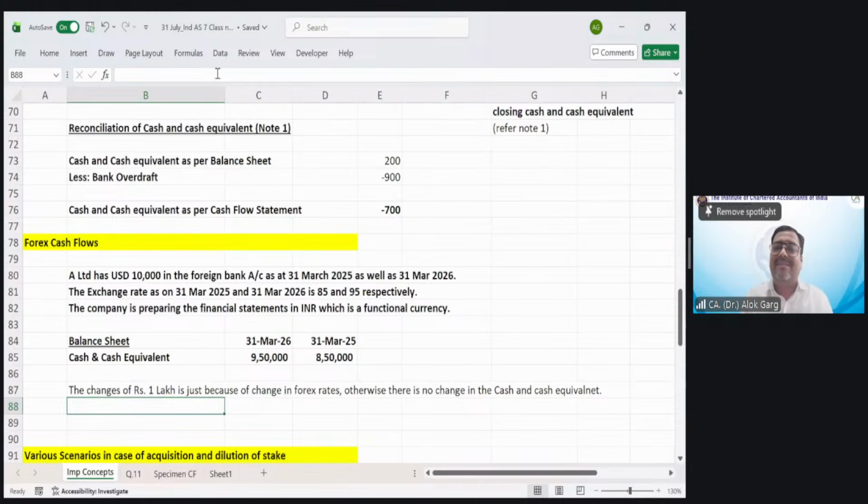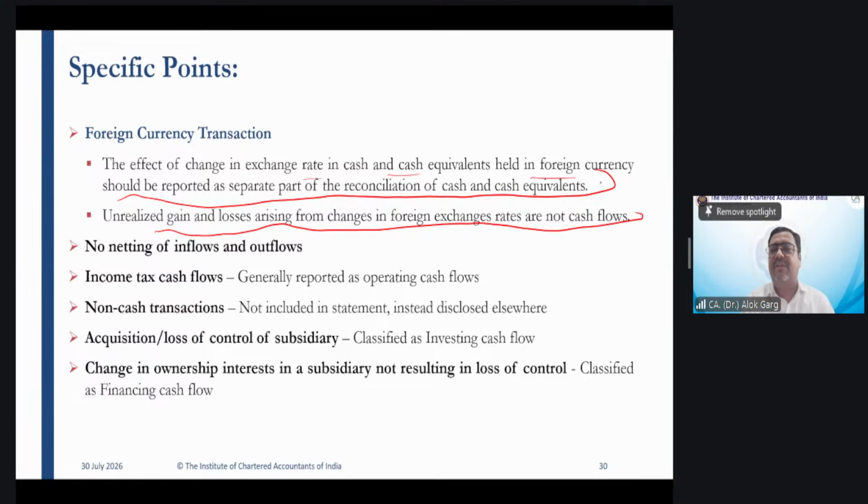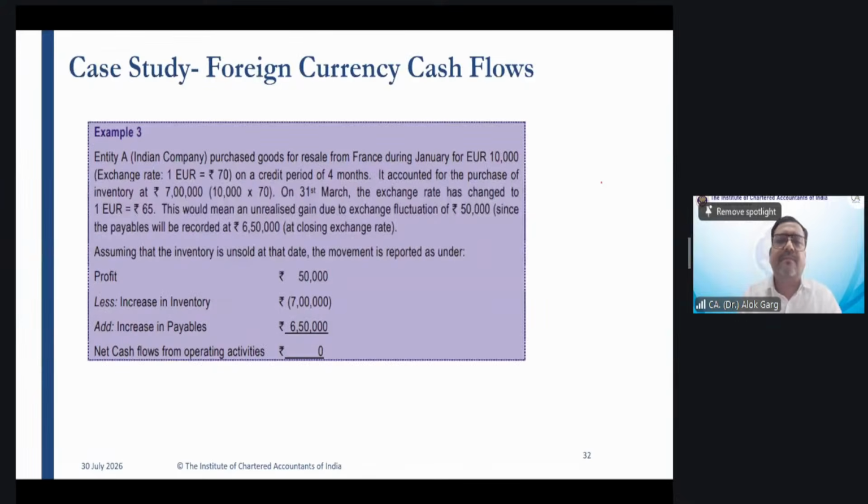So friends, since there is no change in the cash and cash equivalent, the standard says that the effect of change in exchange rate in cash and cash equivalent held in foreign currency should be reported as a separate part of the reconciliation of cash and cash equivalent. How? I will show you. Unrealized gains and losses arising from change in foreign exchange rates are not cash flows. So now let's discuss with this example.